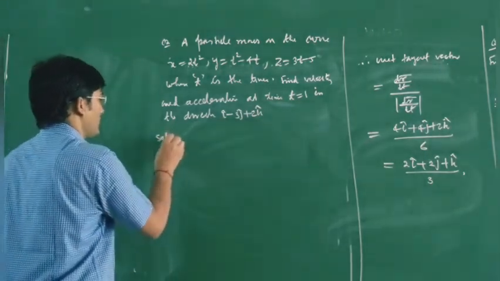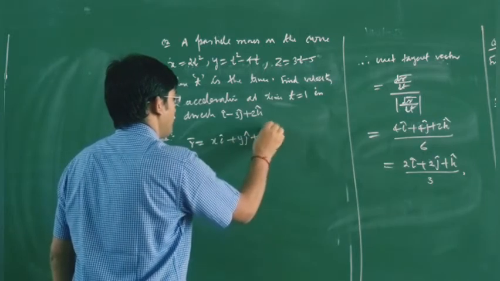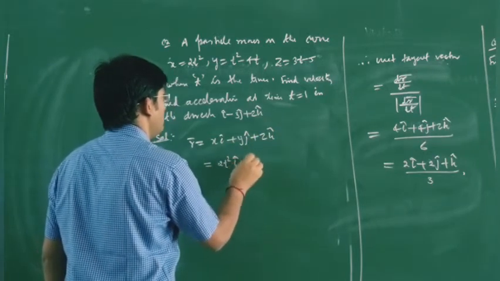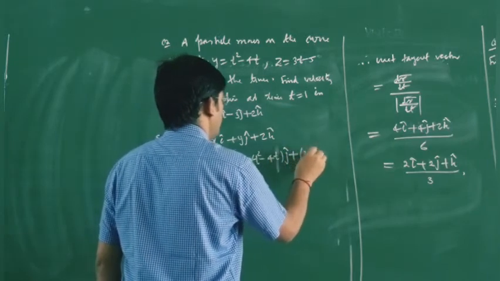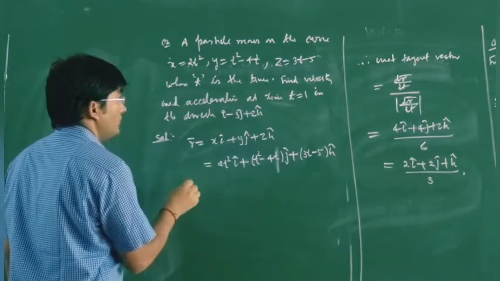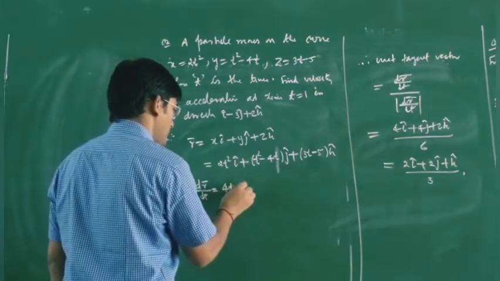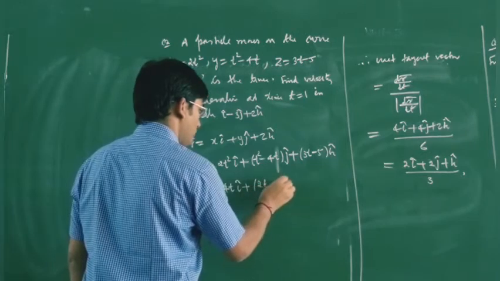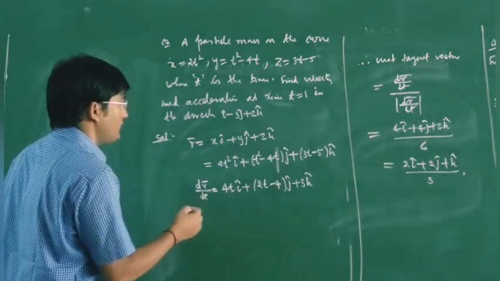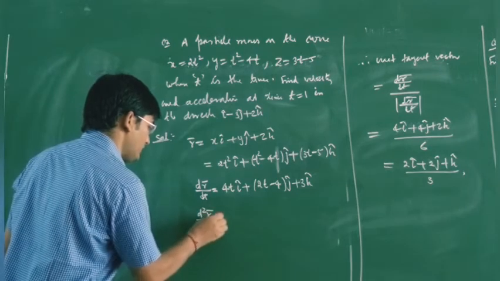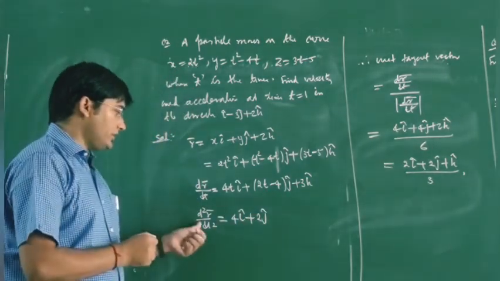So solution, your vector r is equal to xi plus yj plus zk. So this is equal to 2t square i plus (t square minus 4t)j plus (3t minus 5)k. So this is your r. So now your velocity will be equal to your dr upon dt, which is 4t i, then we will have (2t minus 4)j plus 3k. Now again further find out the double derivative. So your d2r upon dt2 is equal to 4i, then we will have 2j. Now let us compute dr upon dt and d2r upon dt2 at t equal to 1.